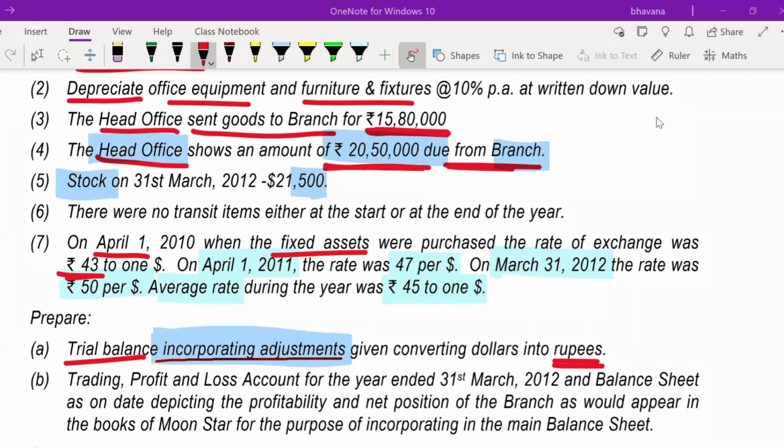Okay. So this will be of no use because for NFIO, we use the closing rate only. So no use, let's ignore that. Then they have given you the opening rate of 47 rupees, closing rate of 50 rupees, and an average rate of 45 rupees.